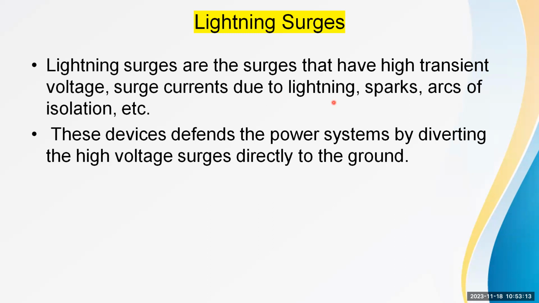There are different types of devices to protect against these lightning surges. These devices defend the power system by diverting high voltage surges directly into the ground. So by using power system protecting devices, the lightning can be diverted to the ground by using different types of mechanisms.